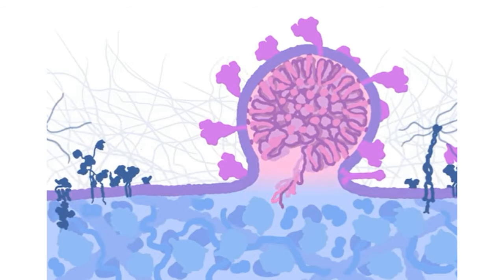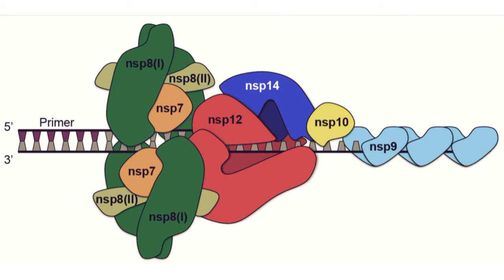On entry into the host cell, the virus is uncoated and its genome enters the cell cytoplasm. The coronavirus RNA genome has a 5' methylated cap and a 3' polyadenylated tail, which allows it to act like a messenger RNA and be translated by the host cell's ribosomes.